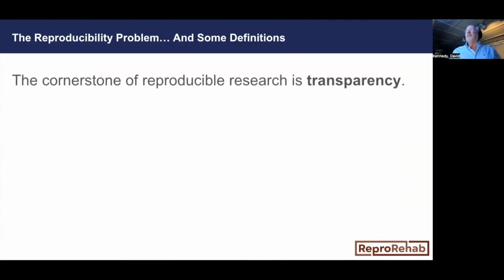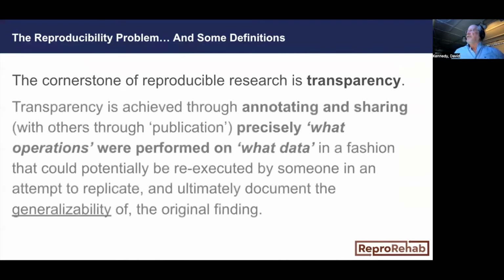So philosophically, the cornerstone of reproducibility is transparency. Transparency is achieved in our publications through annotating and sharing with others precisely what operations were performed and exactly on what data, in a fashion that could potentially be re-executed by someone in an attempt to replicate and ultimately document the generalizability of that original finding.